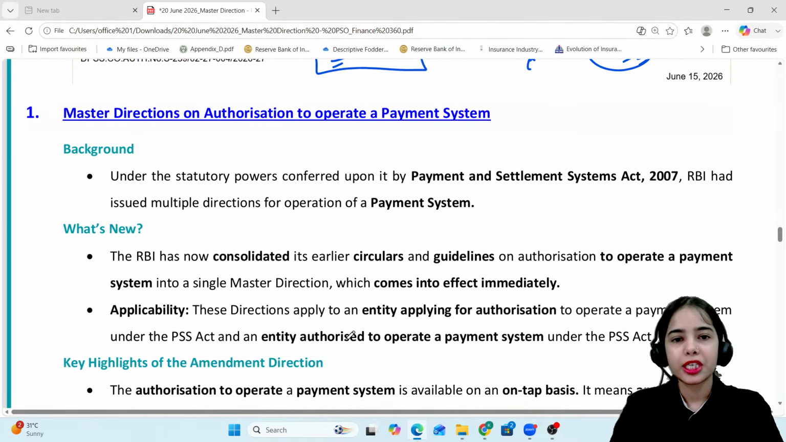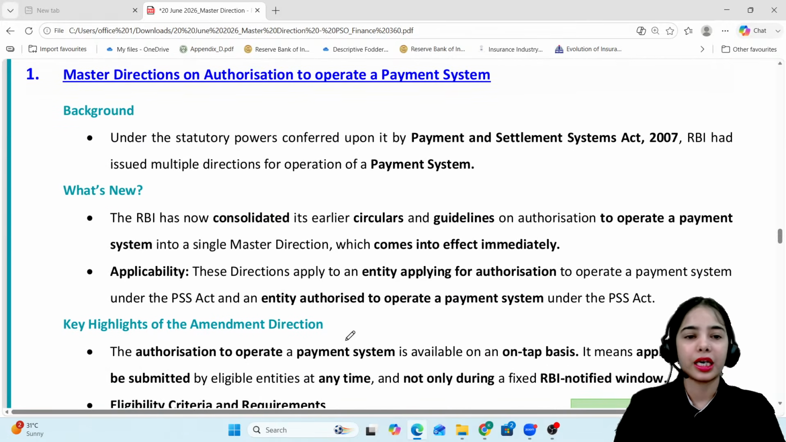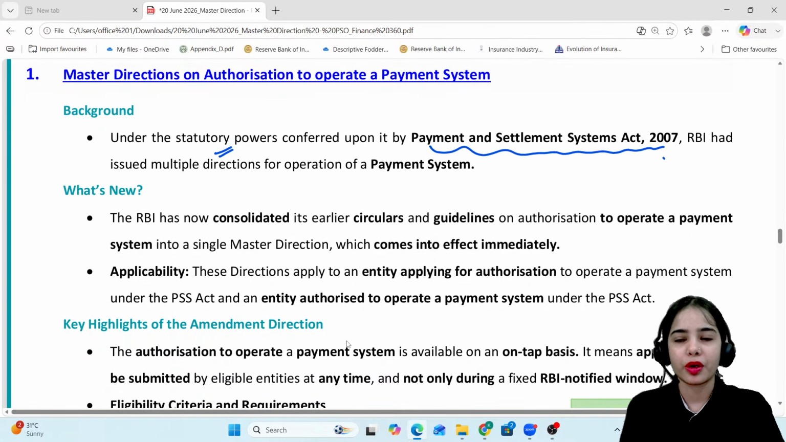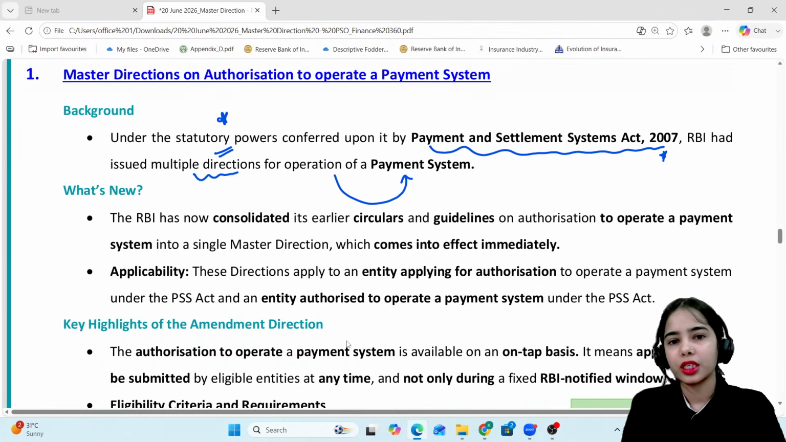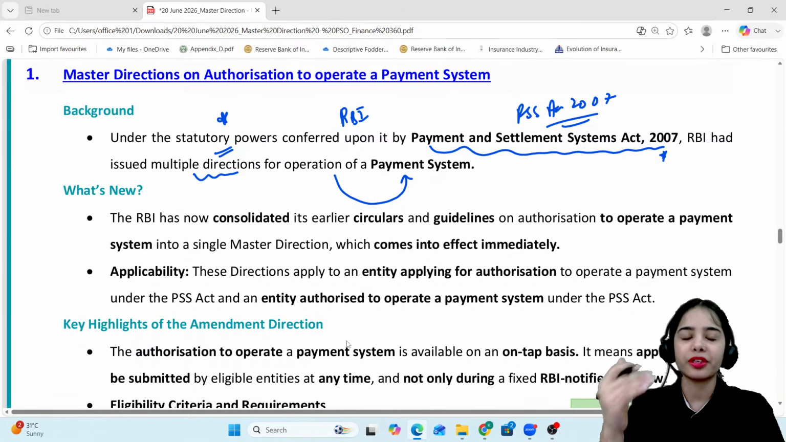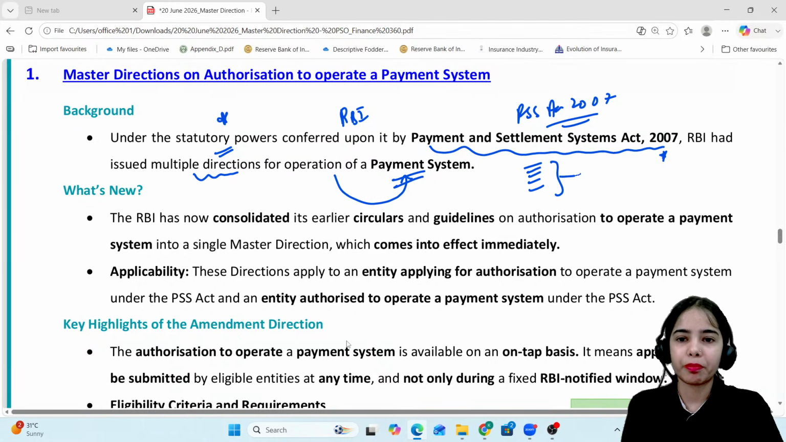So now, master directions on authorization to operate a payment system. Under the statutory powers conferred upon it by the Payment and Settlement Systems Act 2007, RBI had issued multiple directions for operation of a payment system. So we know that under the statutory powers conferred upon RBI by the Payment and Settlement Systems Act of 2007, RBI had issued multiple different directions, multiple different guidelines for operation of a payment system. Now, all these different directions are compiled and rationalized. They are provided under the master direction on authorization to operate a payment system.